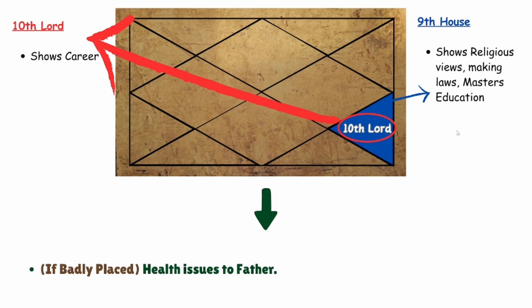Now, the 10th Lord is going 12 places away and sitting in the ninth house of your father. Whereas the 10th Lord, for the ninth house, becomes the Lord of hospitalization. So, if it is badly placed and afflicted, then it could lead to health issues for the father. The 10th Lord is also the Markesh for the ninth house because it is two places away.